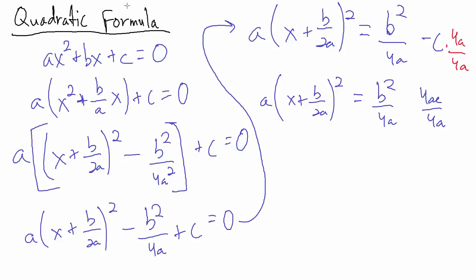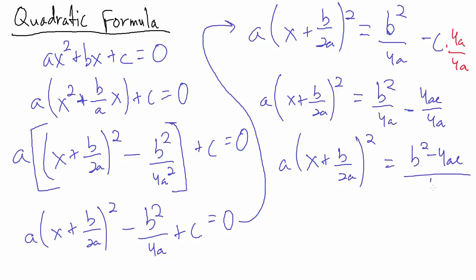Actually, no, let's not do that, it's going to be kind of messy. Let's just go to the next line. A times the quantity x plus b over 2a, whole thing squared, equals b squared minus 4ac, all divided by 4a. Now we divide everything by a.